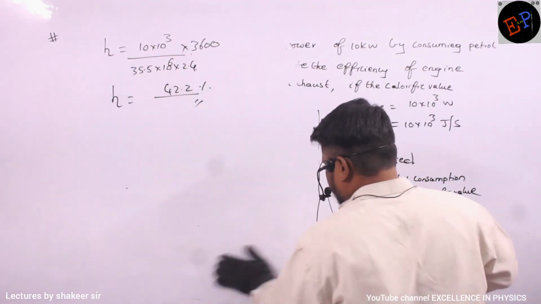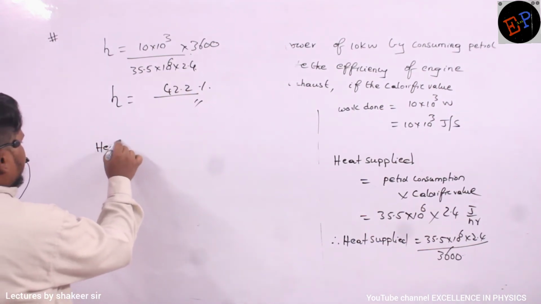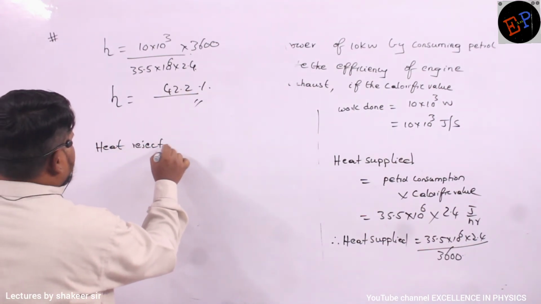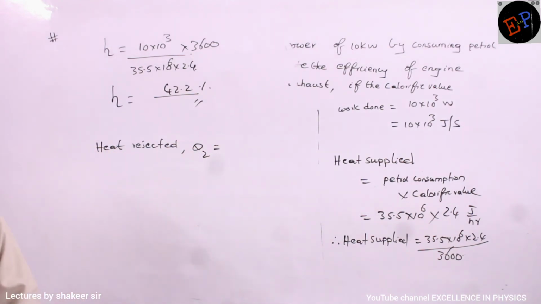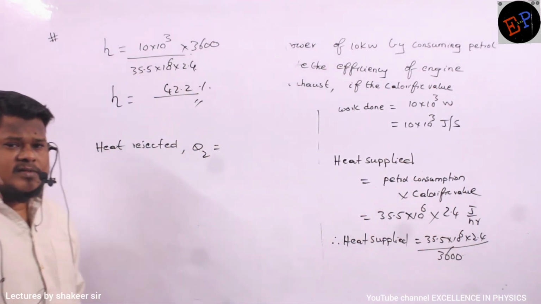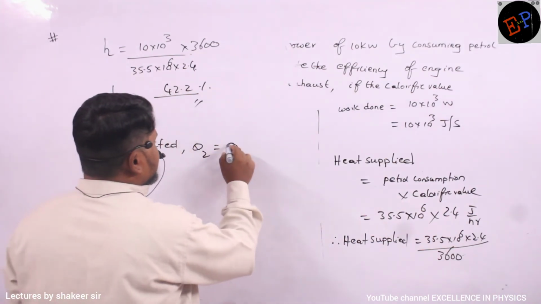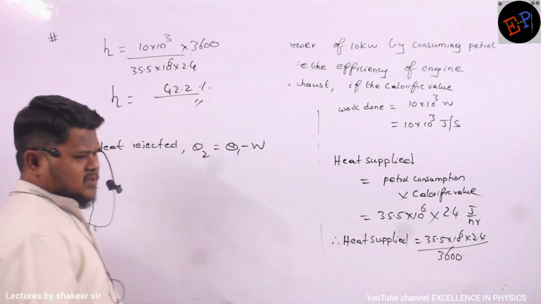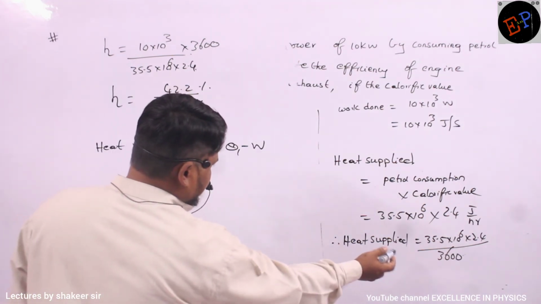Heat rejected is nothing but Q2, the amount of energy which is rejected to the sink. So how can I calculate the Q2 value? Q2 is Q1 minus W. This is the amount of heat rejected. Q1 is the heat supplied, which we have already calculated here.